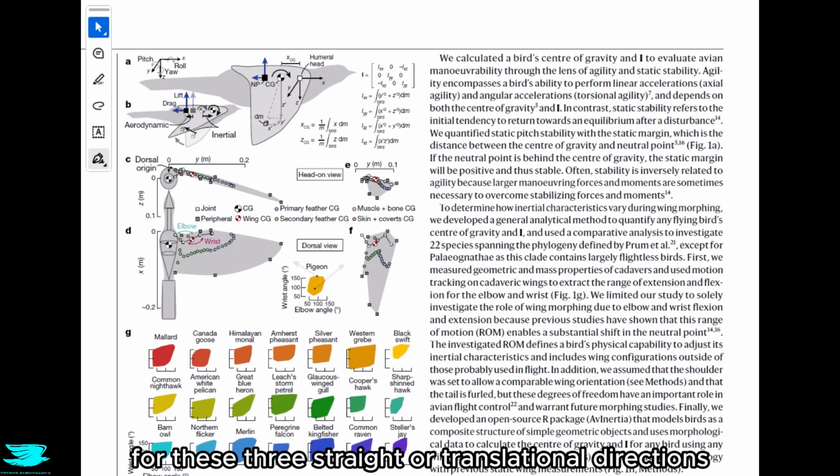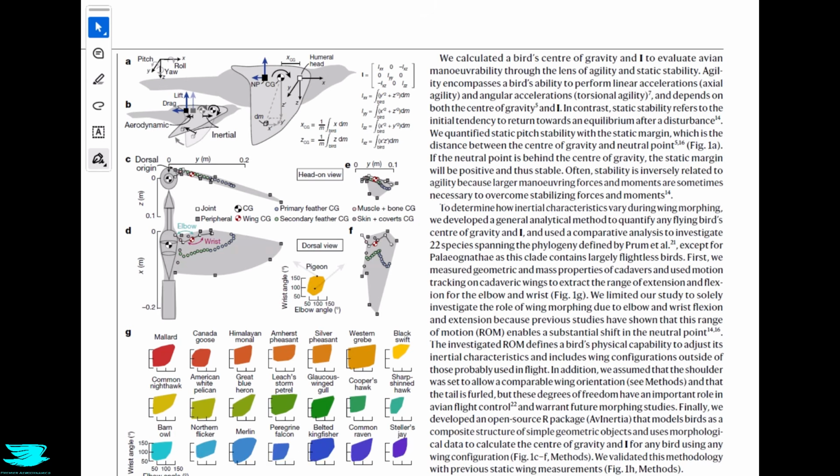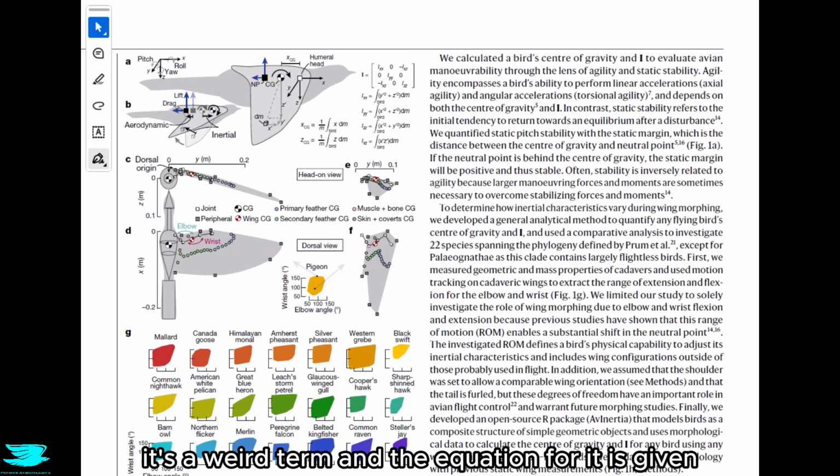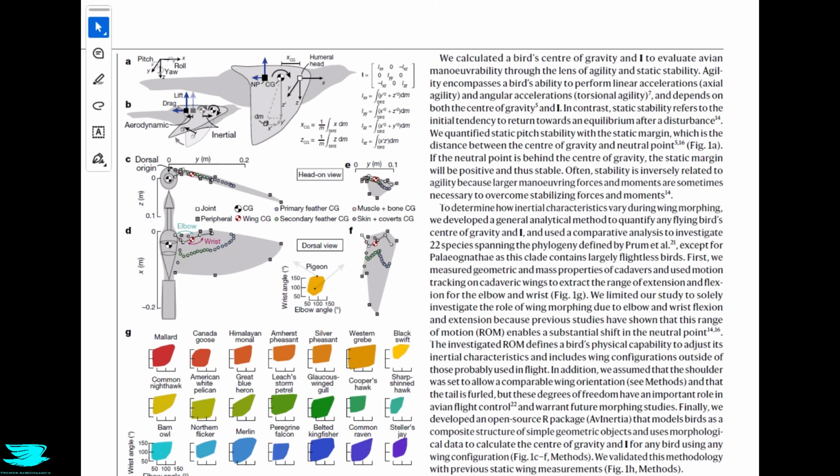For these 3 straight or translational directions, the mass of the bird is important because that heavily affects how fast it can move. For the rotational directions, then we actually care about something more called the second moment of inertia. It's a weird term, and the equation for it is given on the top right of figure 1A here in this little matrix with these different integrals. You see these I terms with this integral around it.